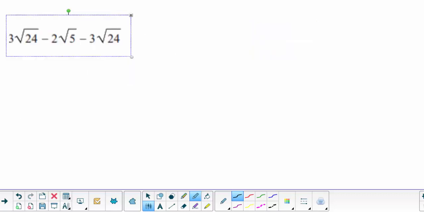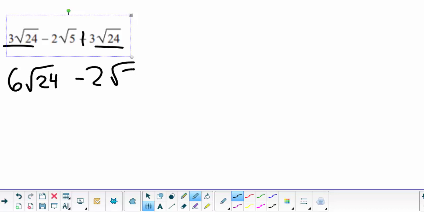All right, the last thing you need to be able to do is simplify radicals and be able to add or subtract them. As long as the radicals are the same, you can add the coefficients out in front. So we could start this problem by saying these two are like terms. I'm going to change this to a plus, so I don't want that to go to 0. So now we have 3 plus 3 radical 24. That makes 6 radical 24 minus 2 radical 5.